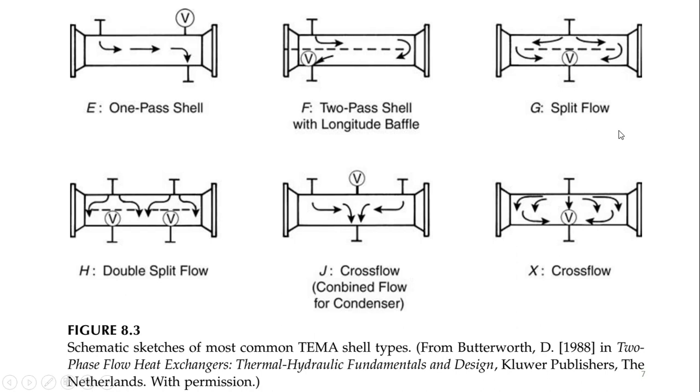And similarly, the split flow, the double split flow, the cross flow, and the combined flow for the condenser. These are the different flow categorizations for the different shells, and they have been associated with different names, and specific nomenclature is used for the different shell categories.